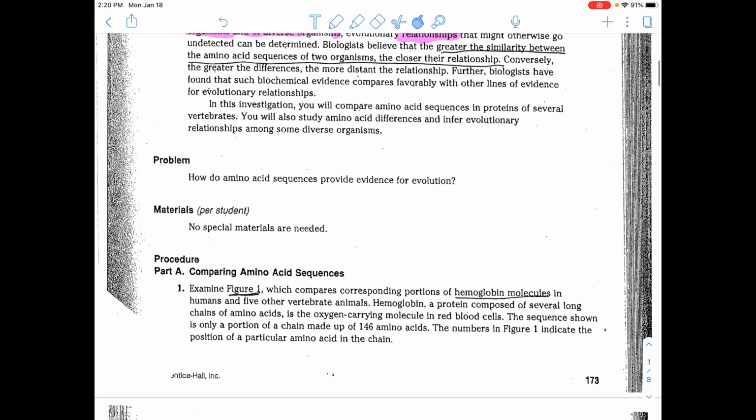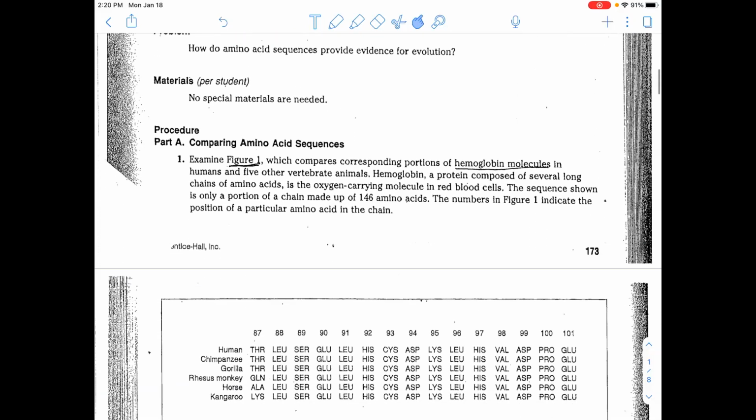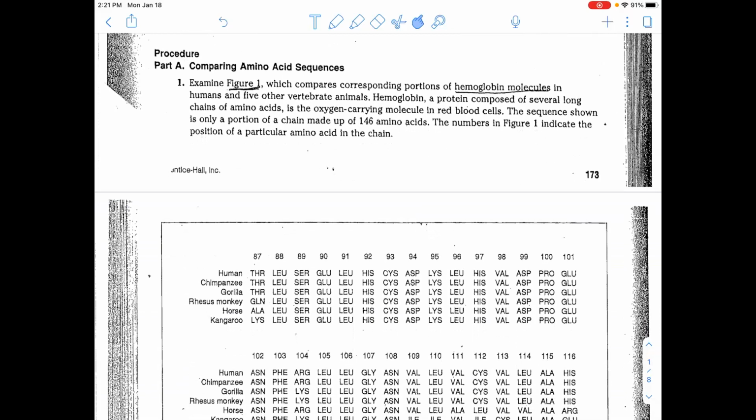We don't need any special materials, but there is a lot of data. So it's really important that we do this step by step and we don't skip any parts. Number 1 says examine figure 1, which compares the portions of a hemoglobin molecule. This is the protein that carries oxygen in your blood, so that's pretty important. We're going to look at that molecule in humans and 5 other vertebrate animals, so animals that also have a backbone. We're looking at just part of the 146 amino acids, not the whole thing.